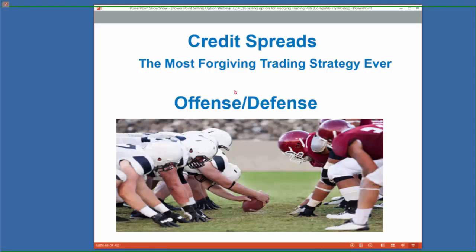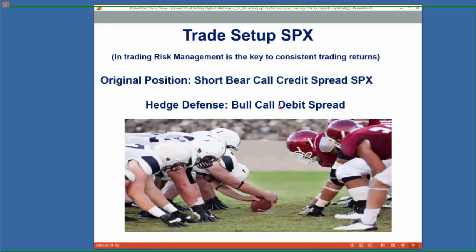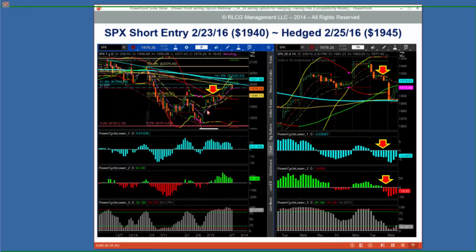So here's a trade setup to illustrate both concepts. So this was originally a short bear call credit spread. So it was set up to look for a market to either go sideways to down, okay, to take advantage of the time decay. So the setup was on the 23rd, and this was back in February, everybody remembers February now, where we had the market bottom.